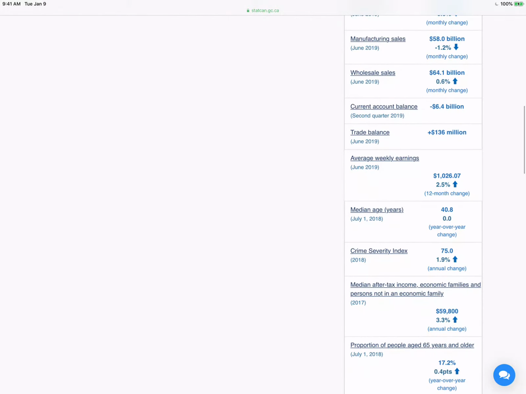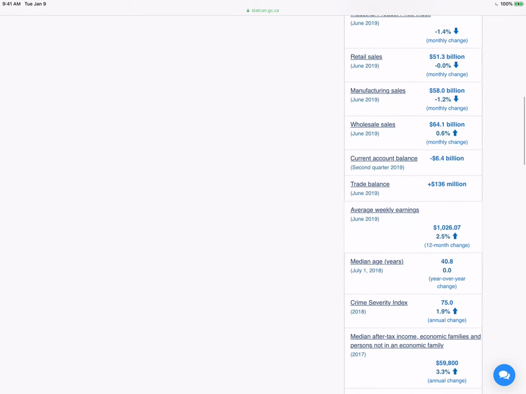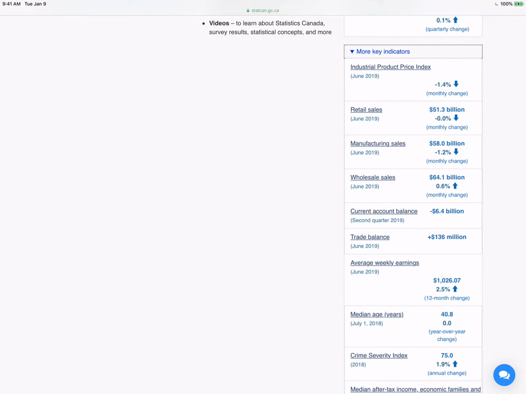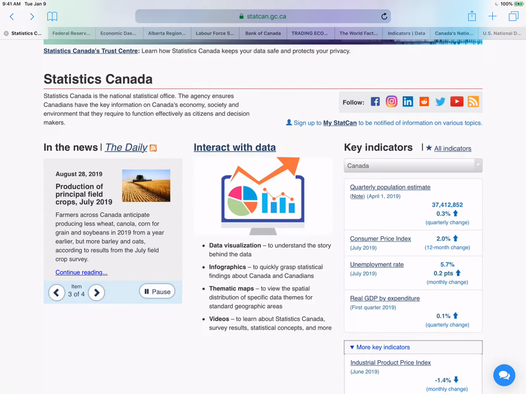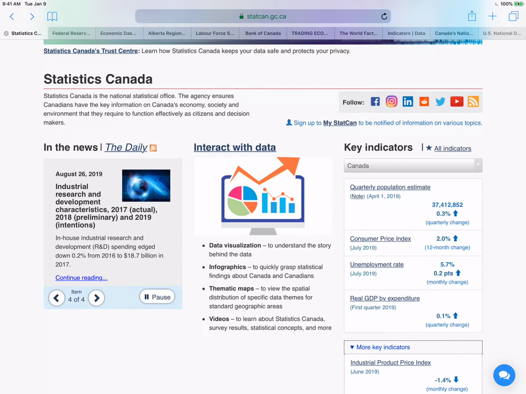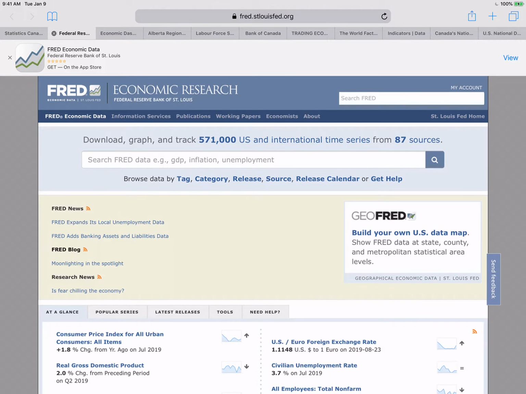There are other indicators that you can find here, but those are the big ones we're going to be looking at this semester. Now, what if you wanted to know what some of those indicators were for the US? Well, if you wanted to know for the US, we go to what is called FRED. So FRED is the Federal Reserve Bank of St. Louis, has an economic database, and you can find a lot of really great information here.